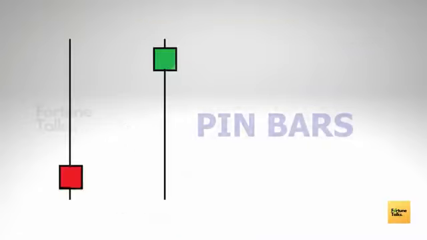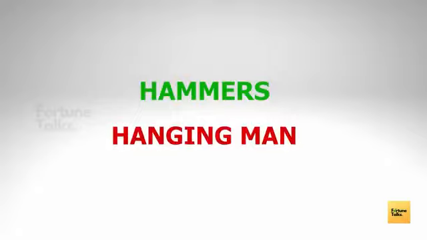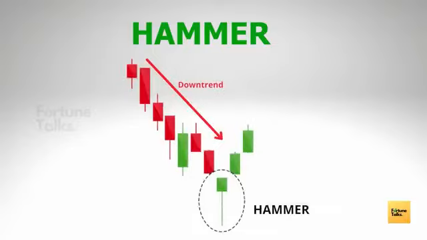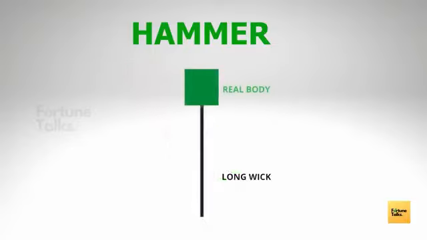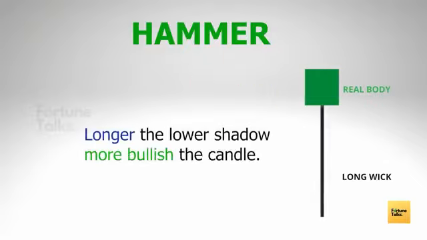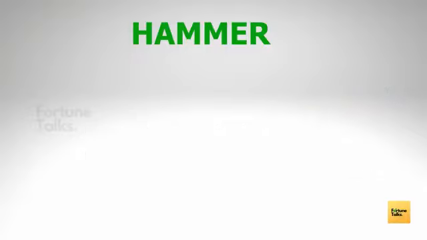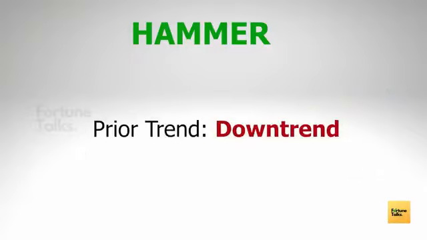Now let's look at the second category of candlesticks, the pin bars. The first category of pin bars are the hammers and the hanging man. Talking about hammers, a pin bar is said to be a hammer when it appears at the bottom of a downtrend. The hammer consists of a small real body at the upper end of the trading range with a long lower shadow. The longer the lower shadow, the more bullish the pattern is. Generally, the prior trend for a hammer should be a downtrend, as mentioned.